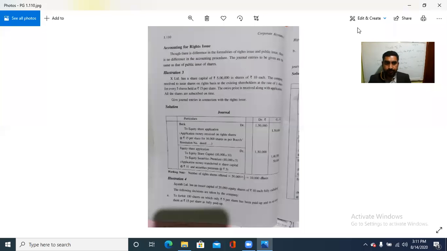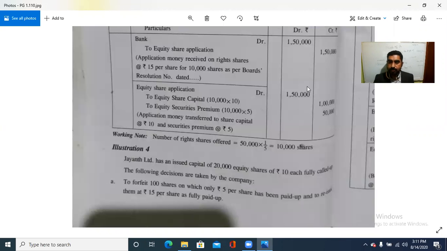So we will do another problem also. Jayant Limited. Jayant Limited has an issued capital of 20,000 equity shares of rupees 10 each, fully called up. Issued capital of 20,000 at rupees 10 per share, so it is 2 lakh. Then what happened there? To forfeit 100 shares on which only 5 per share has been paid up.